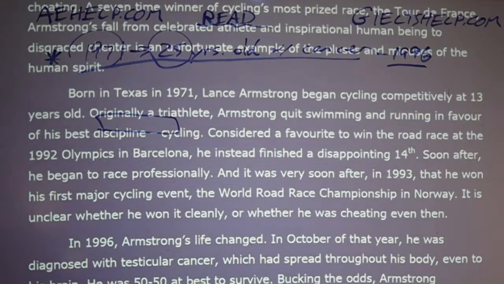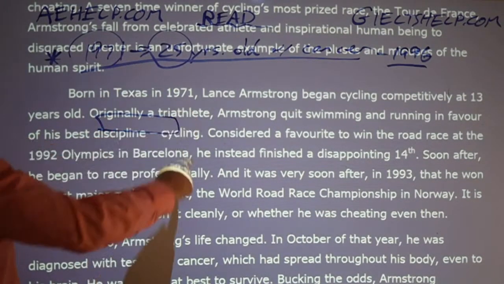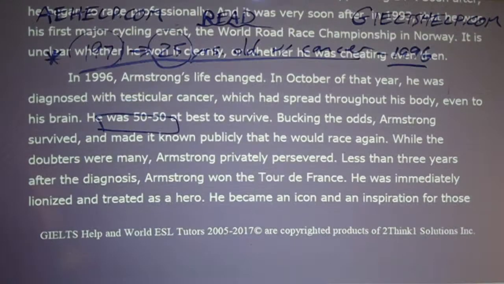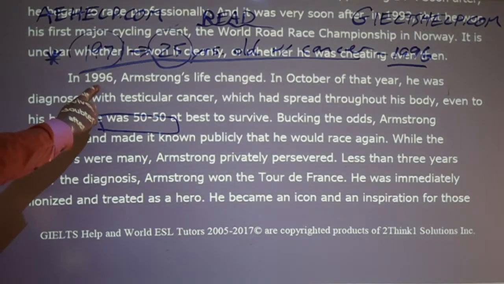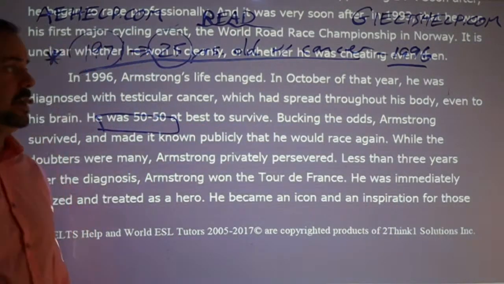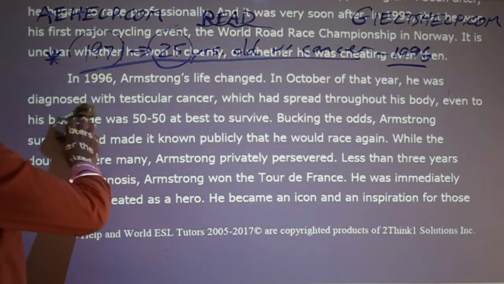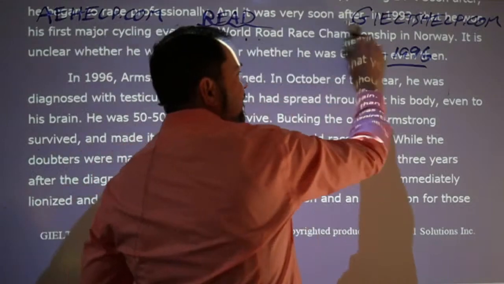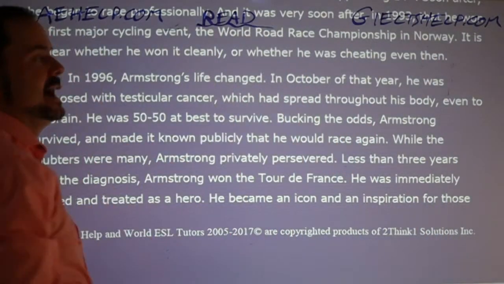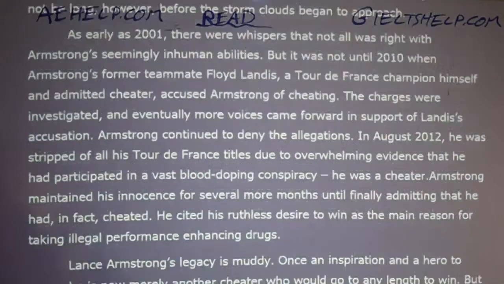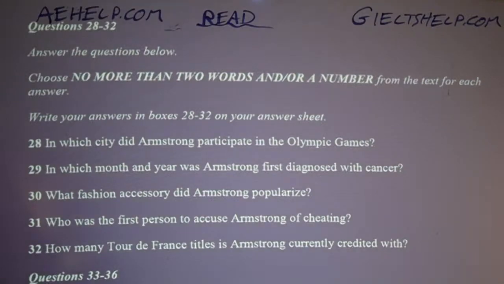So it says right here, born in Texas in 1971, right? And then I was like, oh, 25 years old, and life changed. And it says in October of that year, okay? So now I have the right answer. And again, it's not just skimming and scanning, but it's much, much faster than that because I'm actively able to reference, okay? So that's active reading, all right? That's the power of active reading.